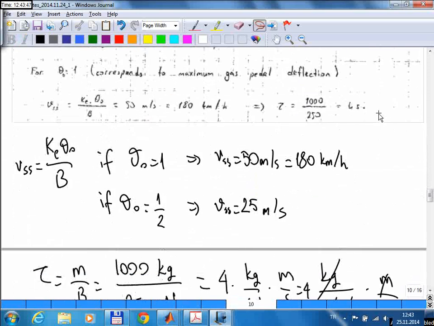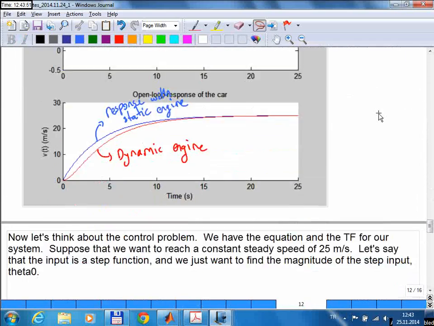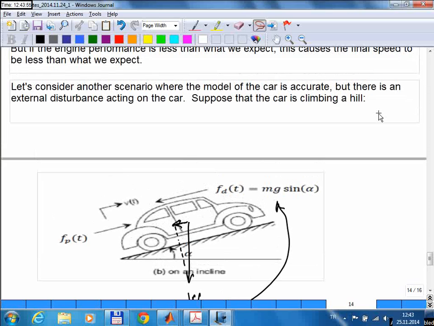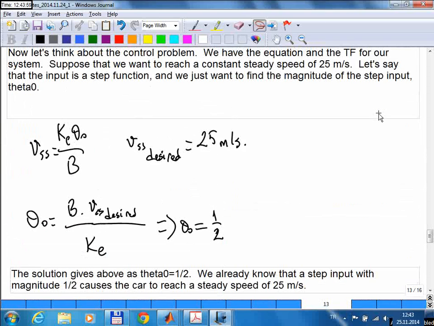Then we considered the control problem. And in that case, we said, okay, what if we want to reach a certain speed? Let's say we want to drive at a constant speed of 25 meters per second, and then what should be the gas pedal input for that? Okay, so to answer this question, we use the steady state values of the output.